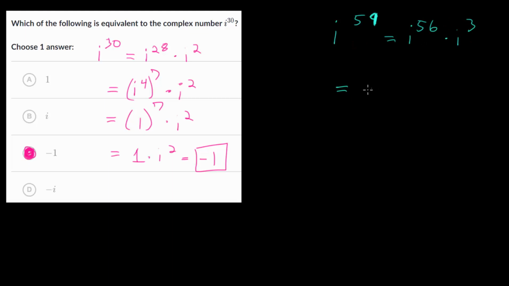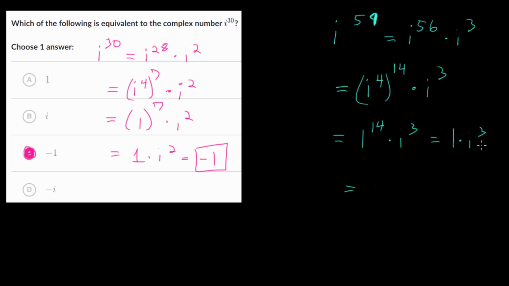And 4 will go into 56 14 different times. So i to the 4th raised to the 14th power is equal to 56 here. And we still have our i cubed left over. And we know i to the 4th is 1, so we have 1 to the 14th power multiplied by i cubed. And 1 to any power is 1, so we get 1 multiplied by i cubed.